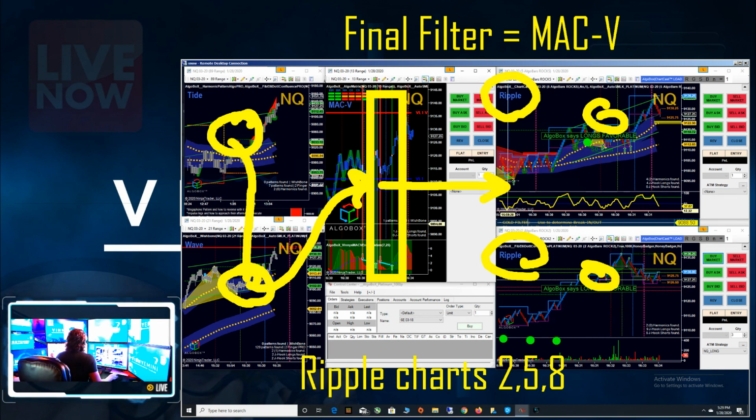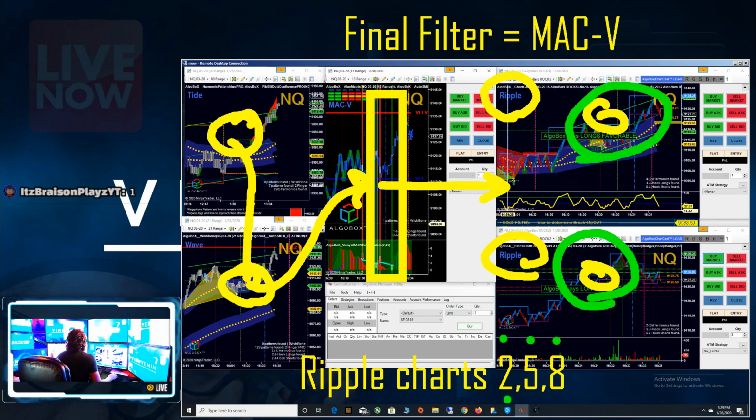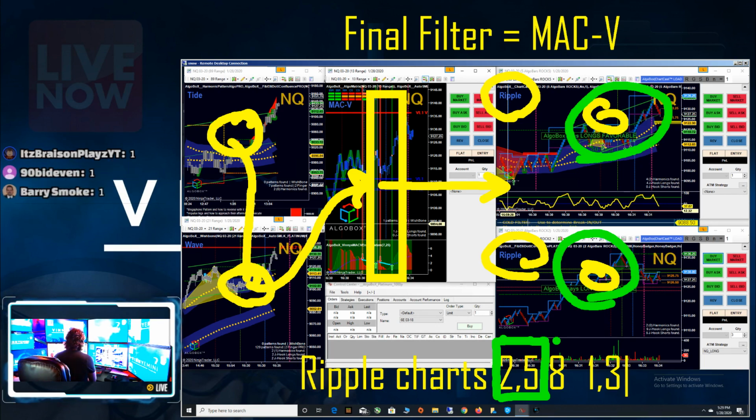And in a scenario where I've only got 2 charts, like in our default setup, I am only going to have these 2 here. I'm going to have the 2s and the 5s. Or alternatively, let's talk about the alternate here. Let's go back to yellow. So the alternate to this is I'm going to have the 1, the 3, and the 5. Okay. So this can be depending on market speed.